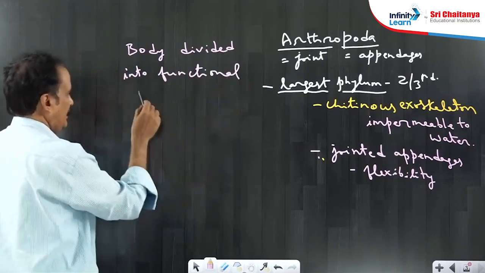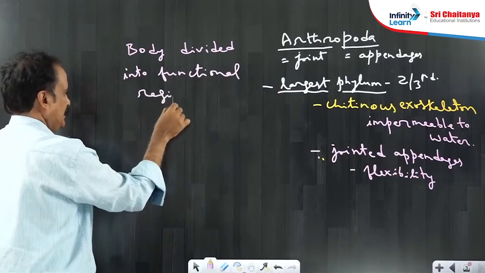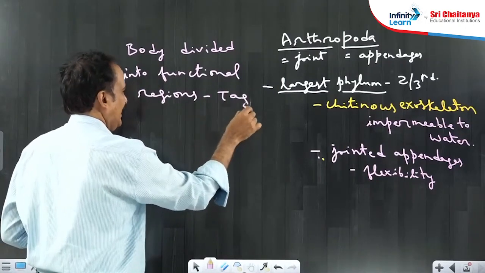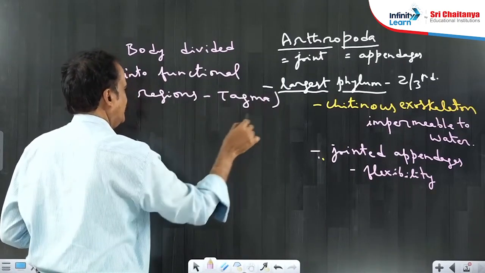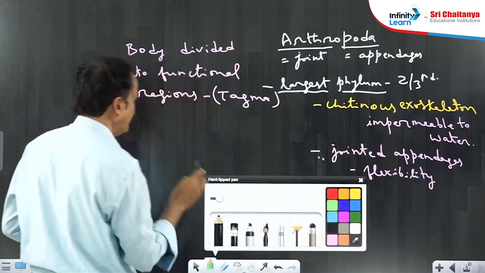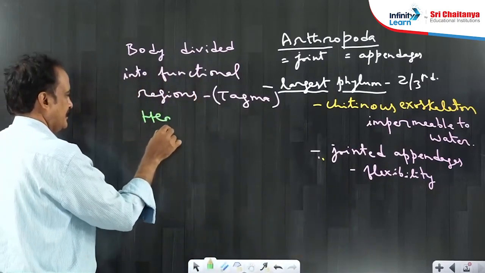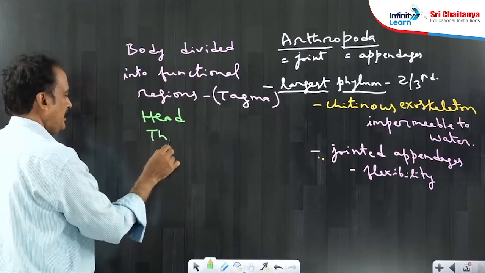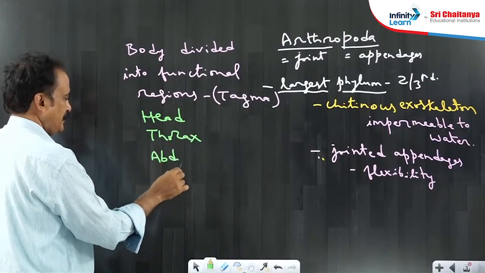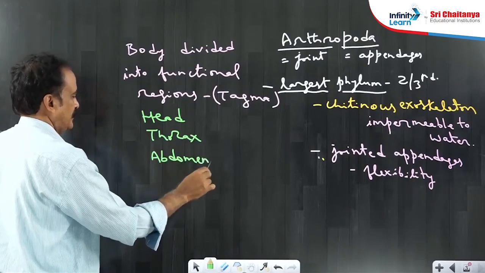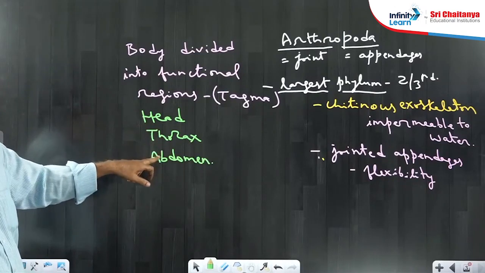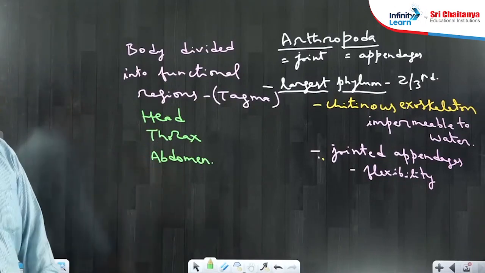Body gets divided into functional regions. The regions are named as tagma. Like for example, head region, thorax is one region and abdomen is one region. So head is one tagma, thorax is one tagma, abdomen is one tagma.